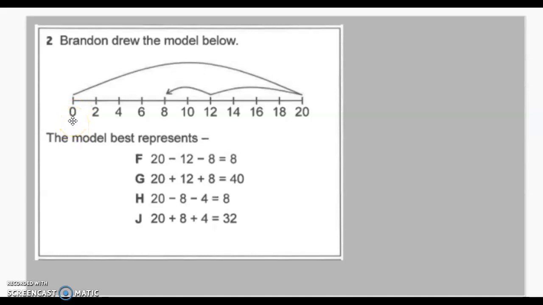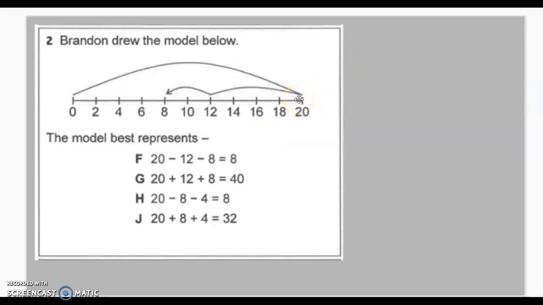Your number line goes 0, 2, 4, 6, 8, 10, 12, 14, 16, 18, 20. So your number line is counting by twos. And it starts going to 20. And then your number line goes backwards. When your number line is going backwards, when you're going from a larger to a smaller number on your number line, you're going to be subtracting, okay?